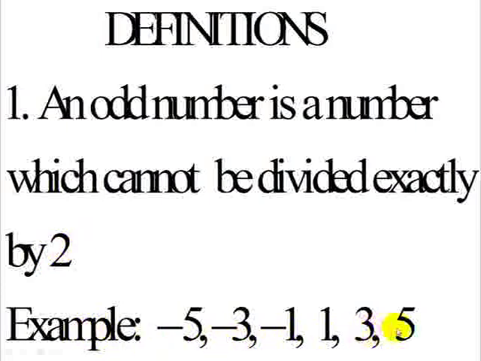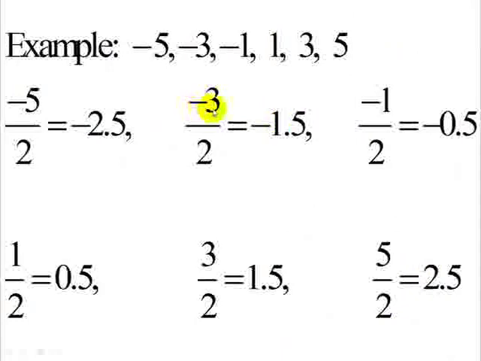These are examples of odd numbers: -5, -3, -1, 1, 3, and 5. When we divide -5 by 2, the answer is -2.5. Because the answer is a decimal, it means that there is a remainder. When we divide -3 by 2, we have -1.5. That means there is a remainder, which makes -3 an odd number. -1 divided by 2 equals -0.5. The answer is a decimal, which means that -1 is an odd number.